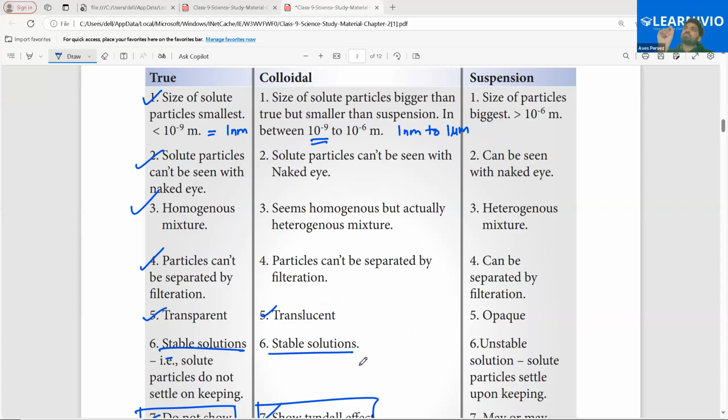But in colloidal solution, the particle size is big enough that it can scatter the path of light, and that's why it is visible. Okay. So please note it down, the true solution, suspension and colloids.